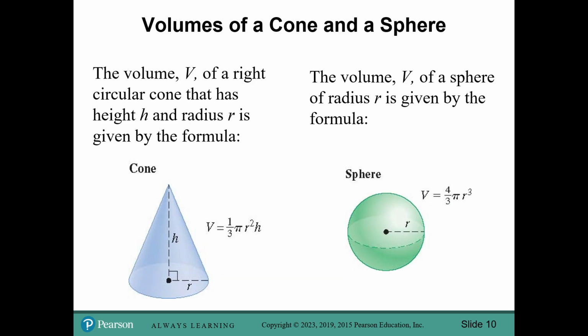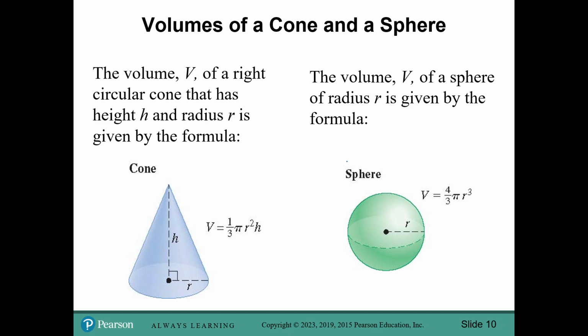All right, let's look at the volumes of a cone and a sphere. The volume V of a right circular cone that has height h and radius r is given by the formula V equals 1/3 pi r squared h. Okay. Now we know r is the radius of this lower circle down here. That's the bottom of your cone in this case. Could be the top of your cone if you turn it upside down and try to do it like an ice cream cone. That's cool.